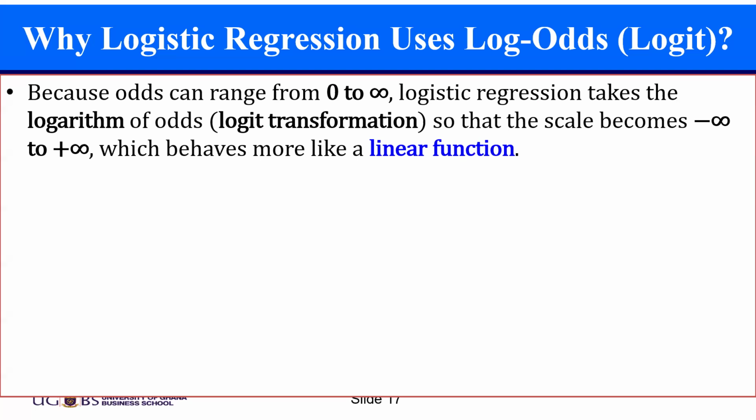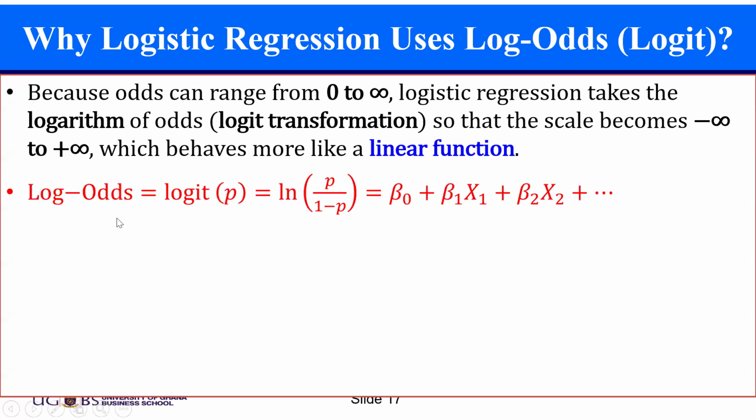Why is it doing that? It is doing that so that the values will be between negative infinity and positive infinity, which is like what all continuous variables are. So the logistic regression wants to look like a linear regression, and therefore it takes the log of the odds, the log odds. This word log odds means logit. And this will make it look like a linear function. This is important.